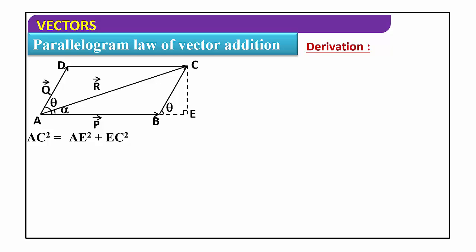From the triangle AEC, this triangle you can observe. According to the Pythagoras theorem, we have the equation AC square is equal to AE square plus EC square. Or we can write in place of AE square, AE square means what here? AB plus BE, whole square, plus EC square. Because you can observe A to B plus B to E.